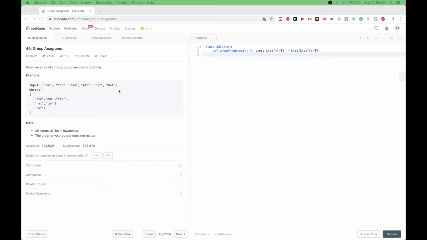Hello, so today we are doing this problem called group anagrams, and the problem says that we get an array of strings and we want to group them together. So for example, we get this list, and basically two words are considered anagrams if they are both created with the same characters, and these characters occur the same number of times.